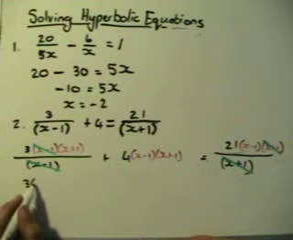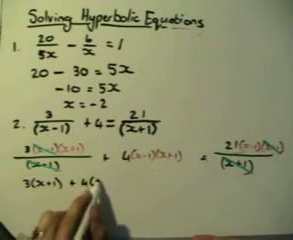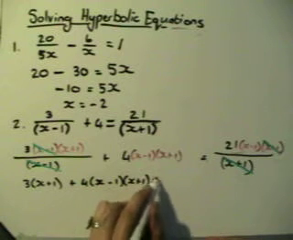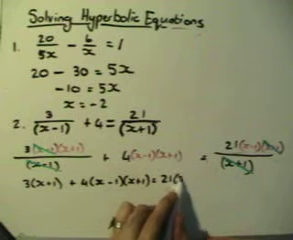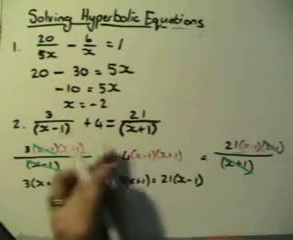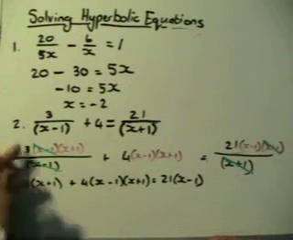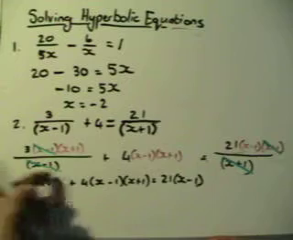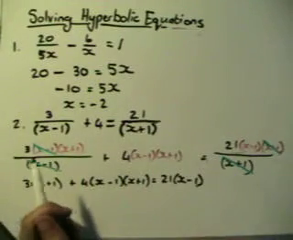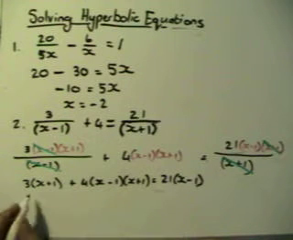So I have 3 times (x plus 1) plus 4 times (x minus 1) times (x plus 1) is equal to 21 times (x minus 1). And this step is what I actually just did in my head for the previous example. I got the same answer. I did exactly this in my head. And then I'm just going to multiply this out.